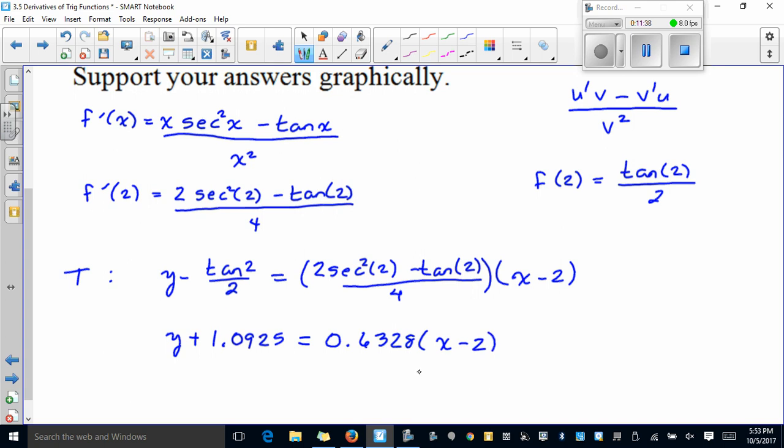Now I'm going to cheat a little bit here for the normal line, because in my calculator I have this full-fledged number in my calculator. So that's the only thing that's going to change for my normal line. Y plus 1.0925 equals, but this time my slope's going to be negative. I'm just going to grab the reciprocal of this on my calculator, which is 1.5801 times x minus 2. So there's my tangent line. I lost my cursor.